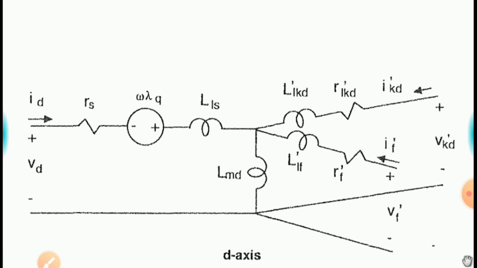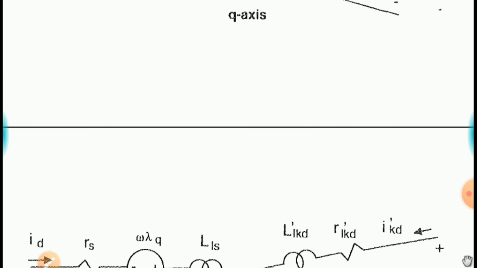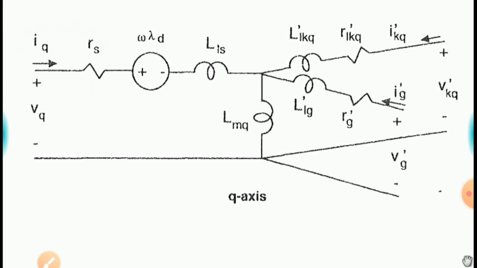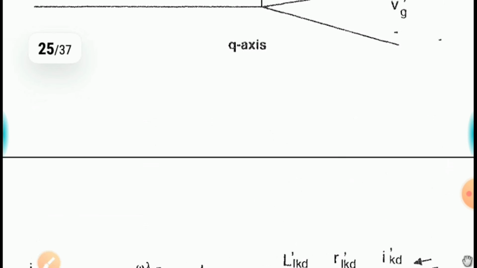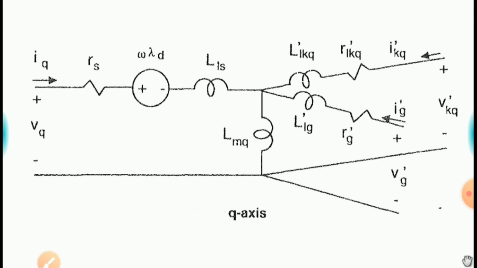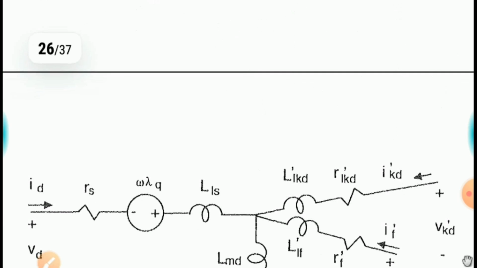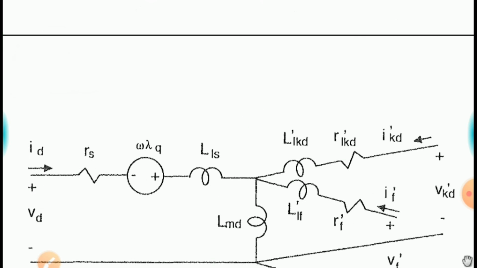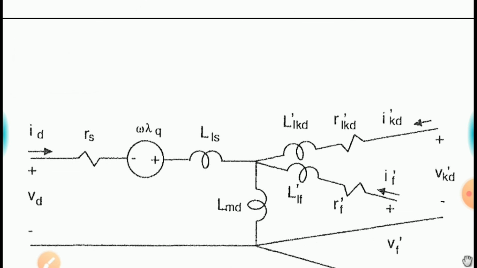Now see here, the rest of the things are almost similar to our previous model. Like in case of Q, that one was LMQ. Here it must be LMD. Previously it was LLG double dash, RG double dash, and with the damper winding it was LLQ double dash and RLQ double dash. Here it should be LLKD double dash, RKD double dash, means everything is now associated with your D axis winding.